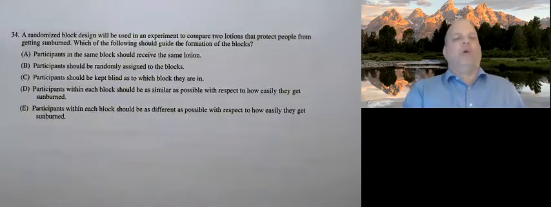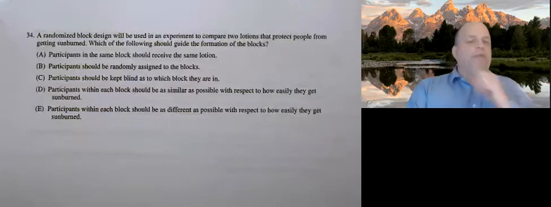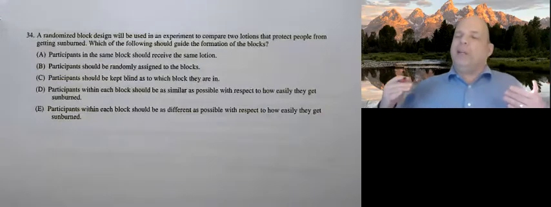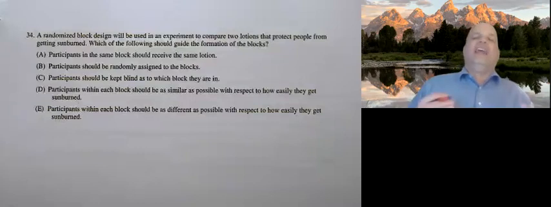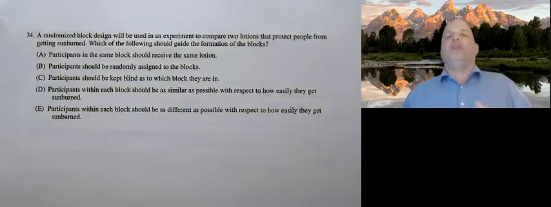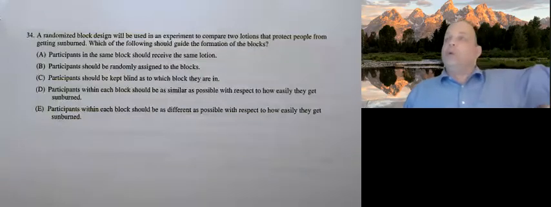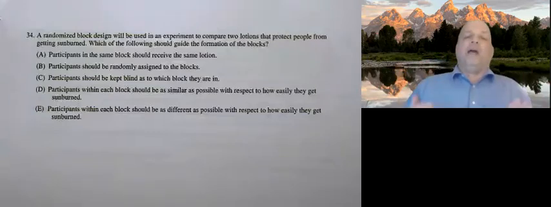All right, number 34, a randomized block design will be used in an experiment to compare 2 lotions that protect people from getting sunburned. So which of the following should guide the formation of the blocks? Well, remember, in a block, we block them based on a similar characteristic, and ideally we want them as similar as possible. And by the way, we don't randomly assign them to a block. We put males in one block, females in another block. Why? We broke them down by gender.